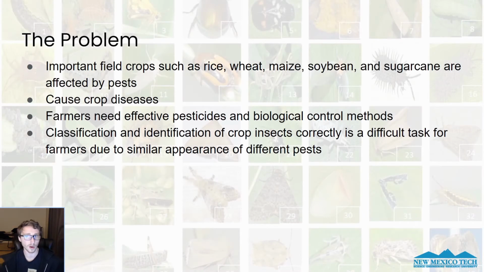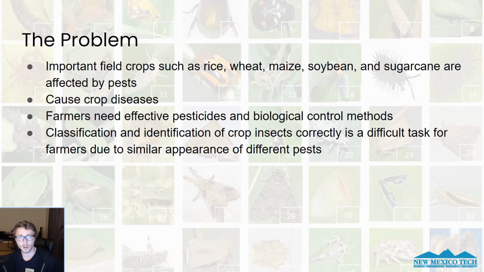So, what is the problem? In agriculture, pests are a huge problem for different important field crops such as rice, wheat, maize, soybean, and sugarcane. Now, these pests not only directly damage the plant, they can also cause diseases. Now, farmers need to be effective with their pesticide use and biological control methods. And part of that effectiveness is also knowing when to not use them.